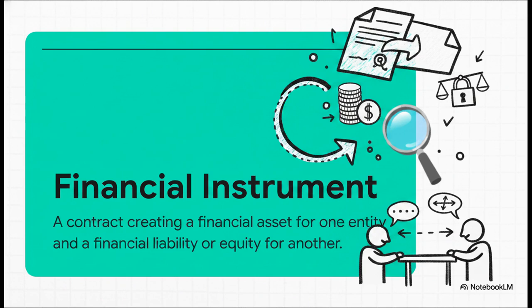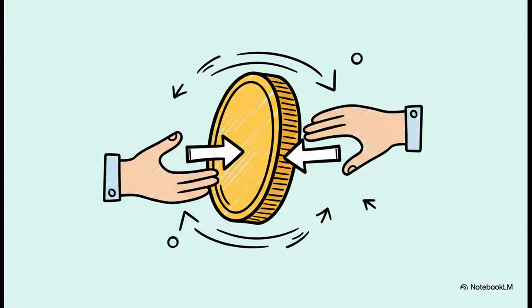Now, this formal definition here, it comes straight from the rulebook. And the key idea is right there in the first few words. It's a contract that creates a two-sided financial relationship. And here's where you really see those two sides of the coin. A financial asset gives one company a right to receive cash. At the same time, a financial liability creates an obligation for another company to deliver that cash. See? One person's asset is always another person's liability.